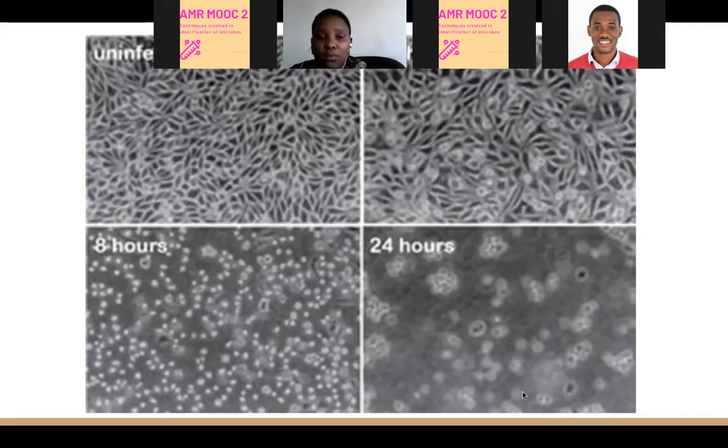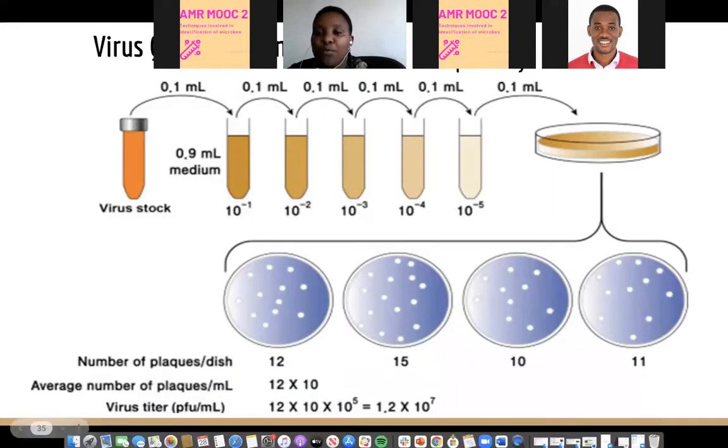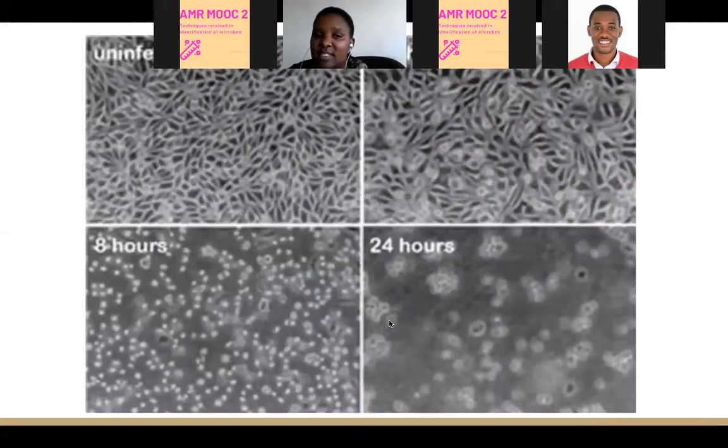So from this, you can know that this cell line supports the growth of these viruses, and this is how you can select which cell lines to use. Because you may find out that you grow a virus which is not susceptible to the cell line, so the virus is not growing because the cell line does not support the growth of your virus of interest.